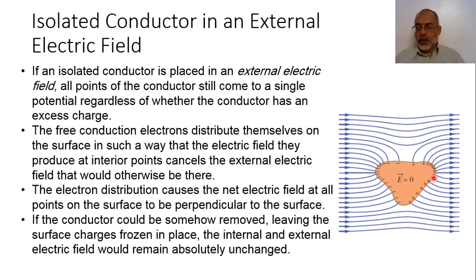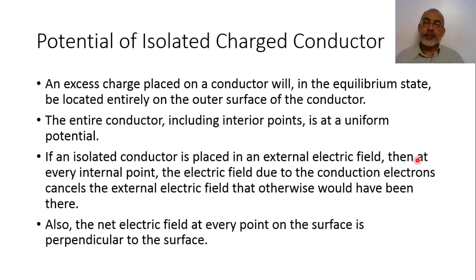This is a hypothetical assignment, but assume that we can do it. In this case, this charge distribution will keep the electric field inside this region zero, and will keep the electric field lines perpendicular to the hypothetical surface. So if the conductor could be somehow removed, leaving the surface charges frozen in their places, the internal and external electric fields will remain absolutely unchanged. This means that the internal electric field will be zero, and the external electric field will be normal to the surface like this. Alright?